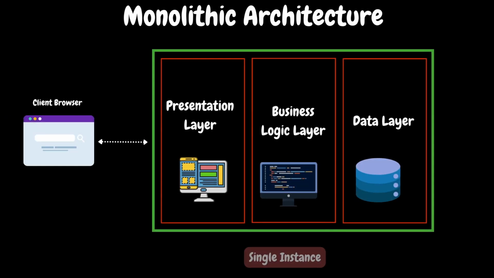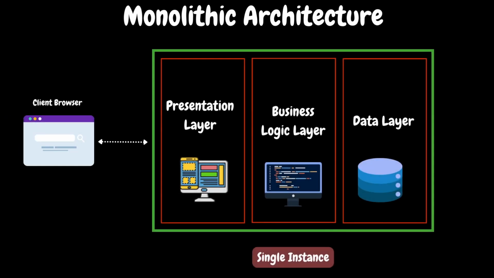Here, mono means single and lithic means a stone. It is a traditional model of software deployment which is built as a single program from a single platform. In this type of architecture model, all three layers, such as the presentation, business logic, and data layer, will reside in a single instance. Here, all the required services are tightly coupled together.